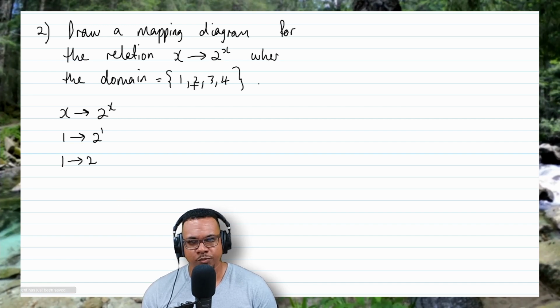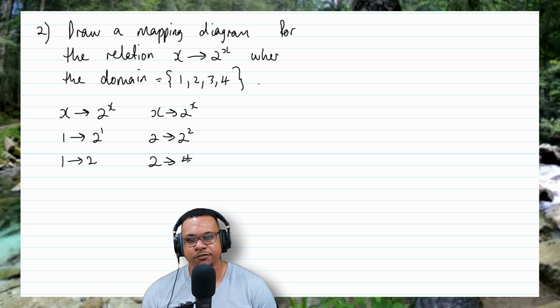The next member of the domain is 2. So again, we have x is mapped to 2 to the power x. And when x is 2, we'll have 2 to the power x, which is 2 to the power 2. And 2 to the power 2 is 4. So we have 2 is mapped to 4. Now, if we just stop here and start setting up our mapping diagram.